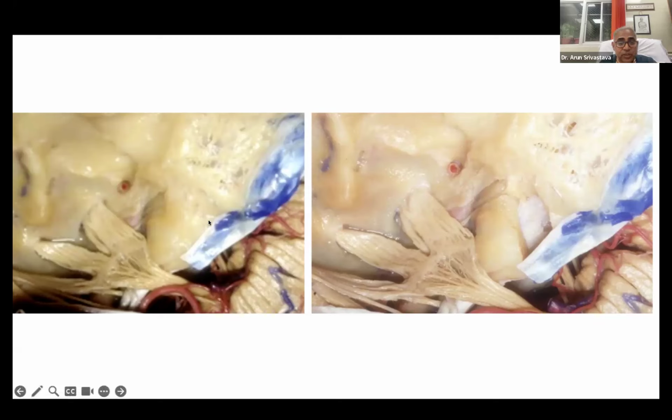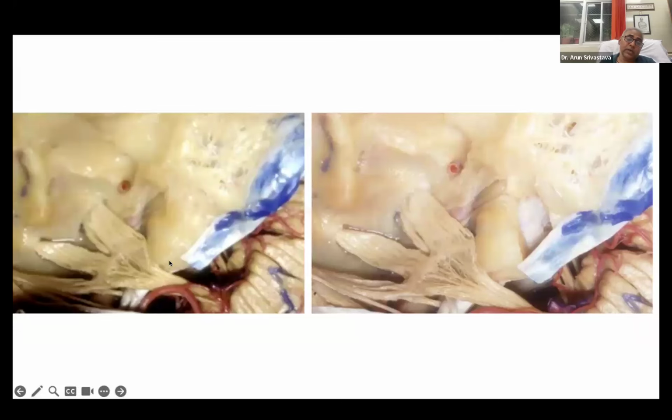And then there is a depression. This depression is of the internal acoustic meatus. Then again there is an elevation, known as the trigeminal elevation because it's just lateral to the trigeminal nerve. And beneath this fifth nerve ganglion, you will get a depression known as the trigeminal impression in the anterior most part of the petrous bone. If you really want to do a complete job, you have to drill that part as well.